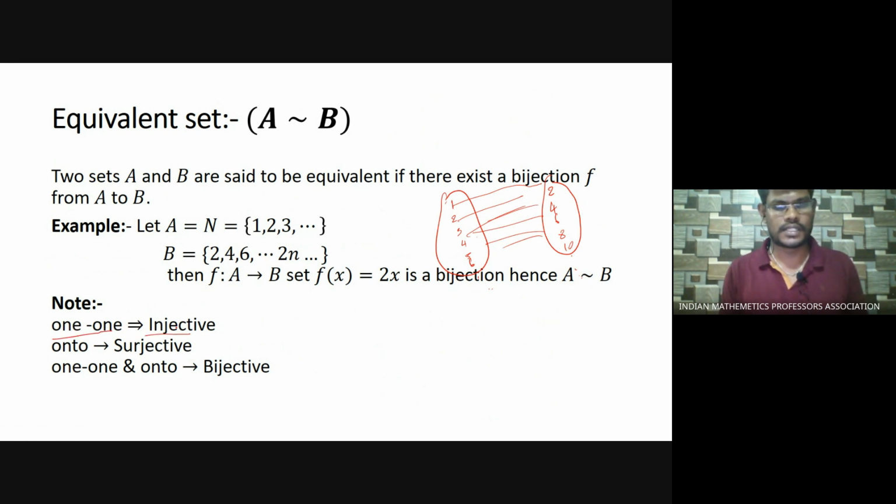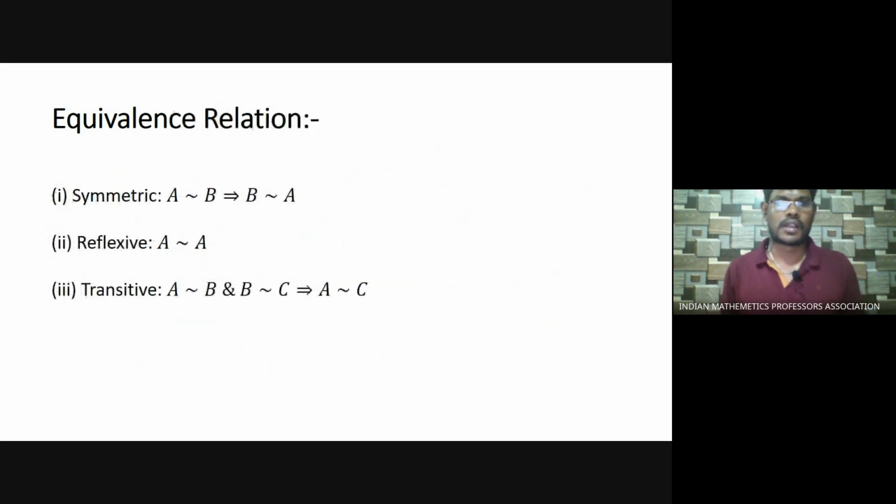One-to-one is also called injective. Onto is another name for surjective, and one-to-one onto is called a bijective map. Next we need to know about equivalence relation. Here we have some important concepts. First we need to know about symmetric. What is symmetric? For example, I have two squares.